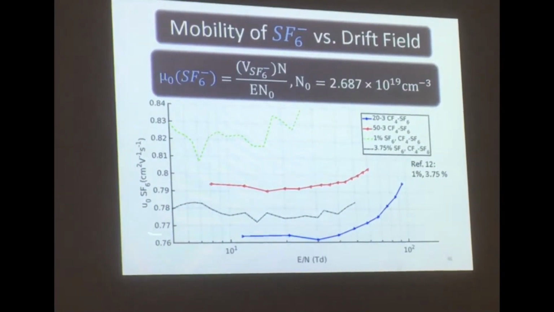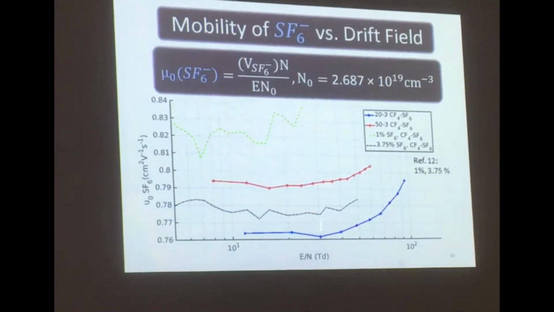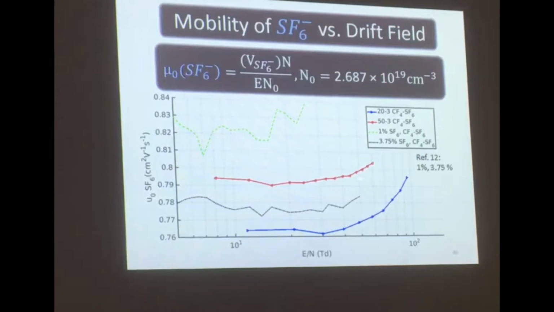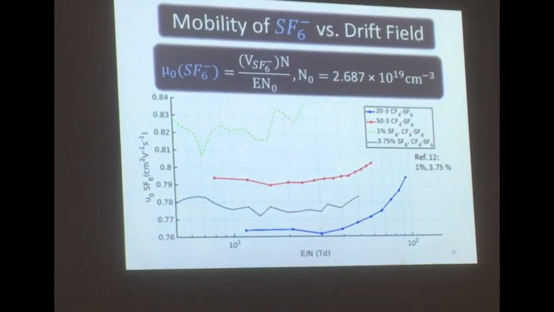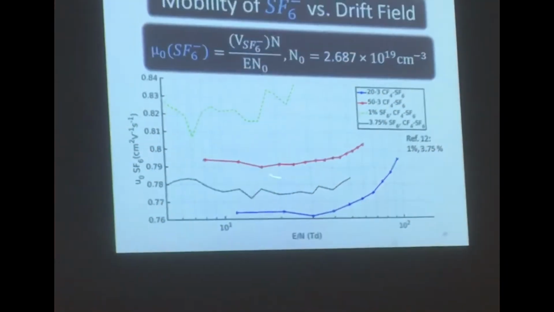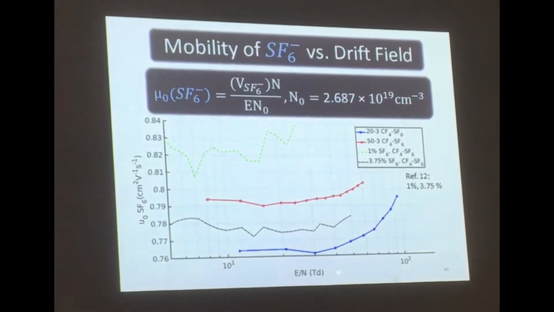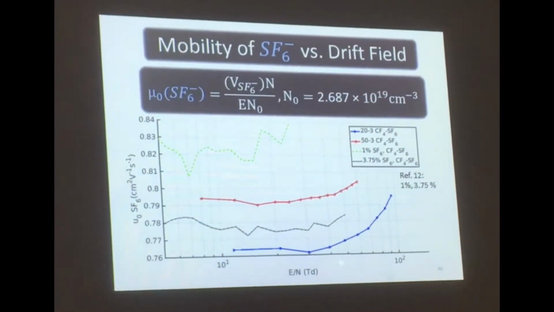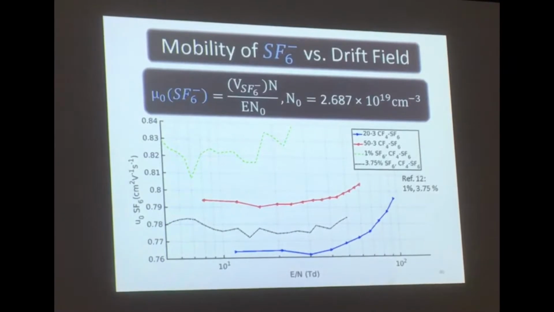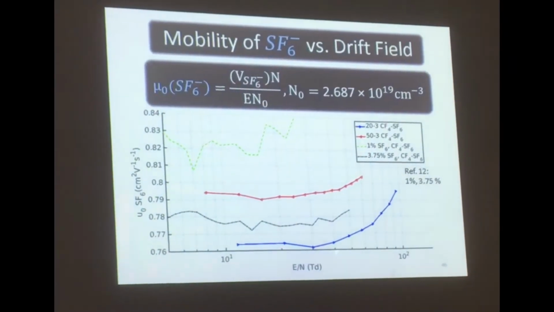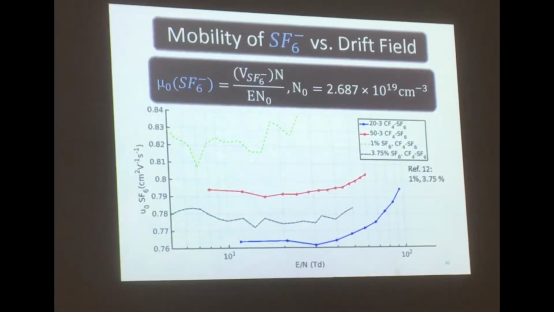I do the same for SF6 minus, and again 2 different pressures, mixtures that I use, and you see that there's this deviation again from flat. This deviation occurs roughly in the same place in both of them, whatever that is, like 40, 50 Townsend or so.